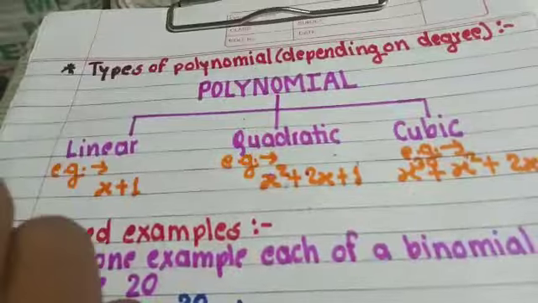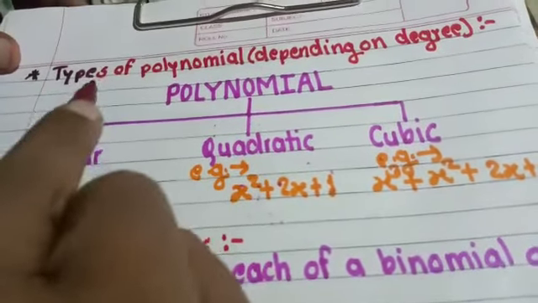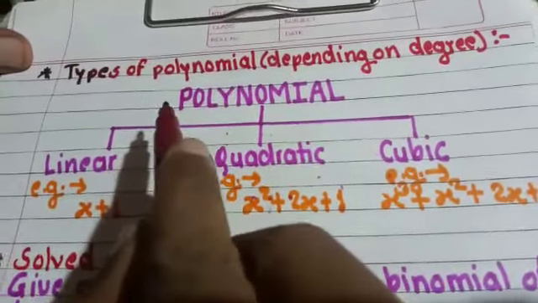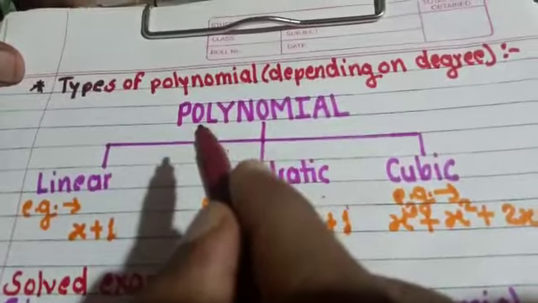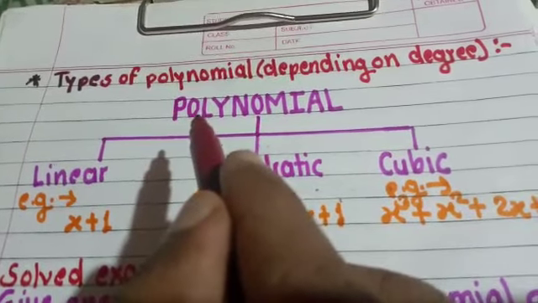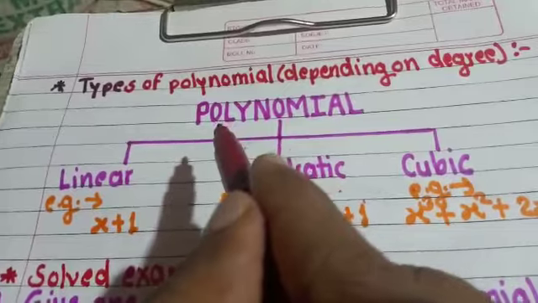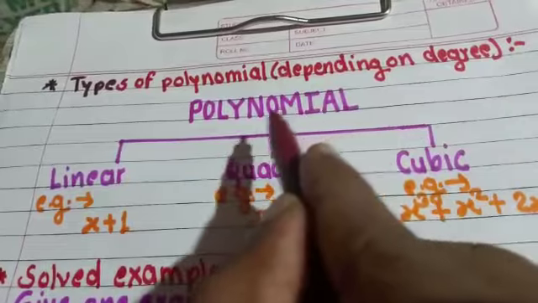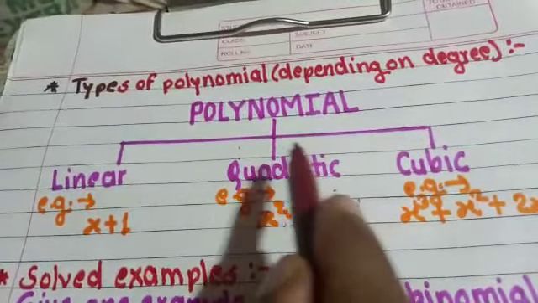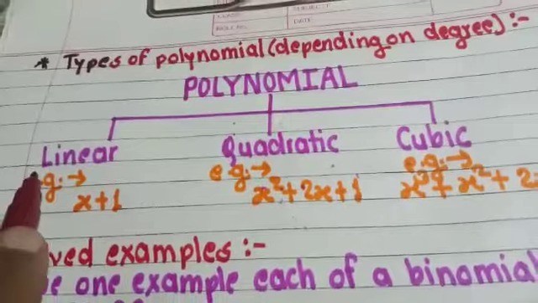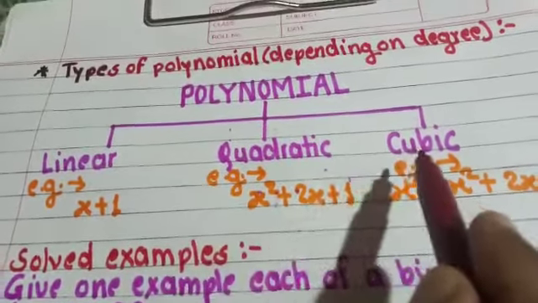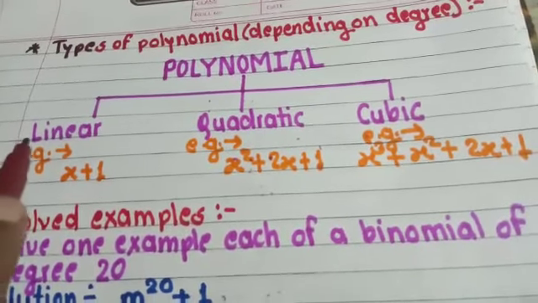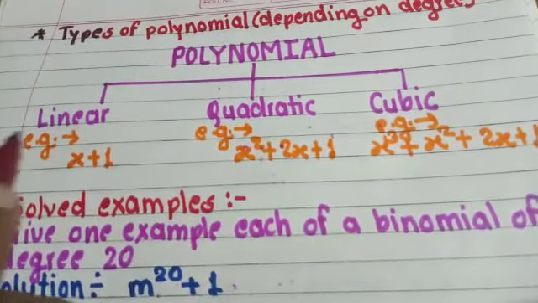Okay, now we will see another kind of types of polynomial. These types depend on degrees. Previously we have seen the three types of polynomials that depend on the terms involved. Now we will see the types of polynomial depending on degrees. According to the degree there are also types of polynomial. These are linear, quadratic and cubic. So what is meant by this? Very simple, linear means the polynomial in which the degree is 1, that is called linear.